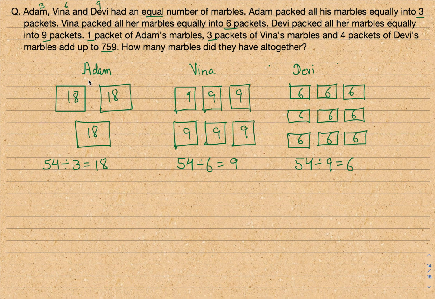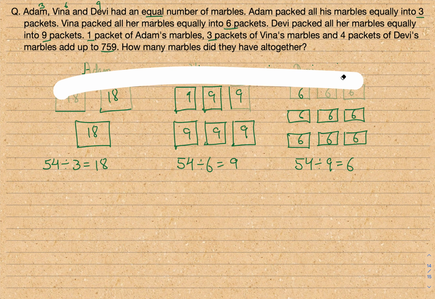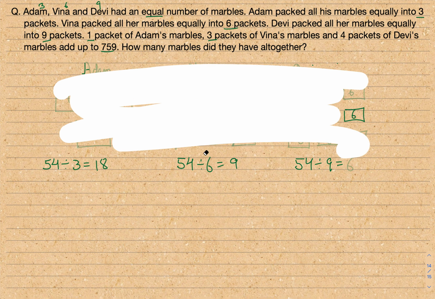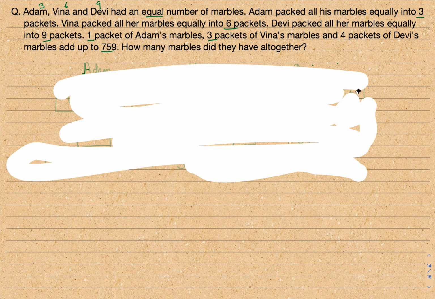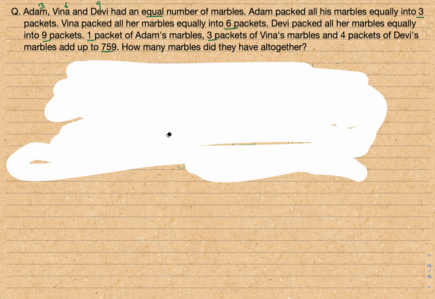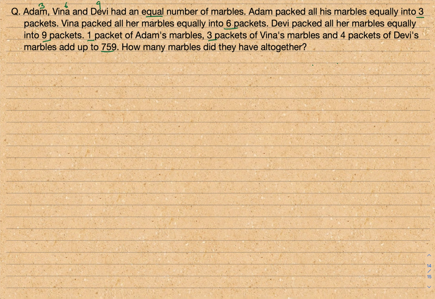So you can see that Adam has the biggest packet with 18 marbles each, Veena's is 9, and in Devi's packet there are 6. But these are not the actual numbers. These are just an example to help you visualize, right? Now at least from this exercise we know that the total number of marbles each of these three people has to be a multiple of 3, 6 and 9.